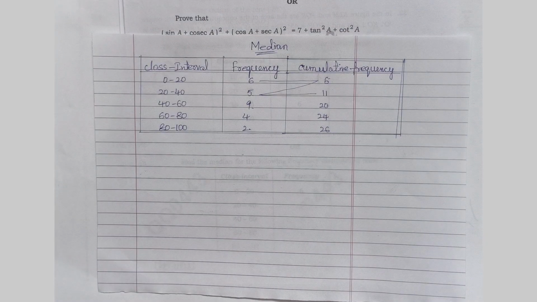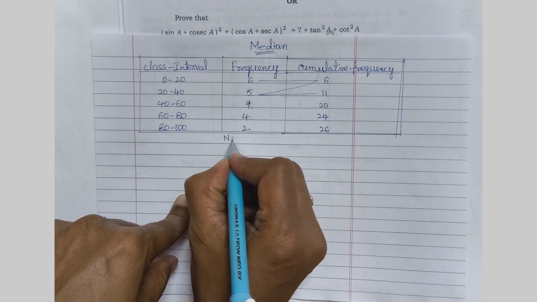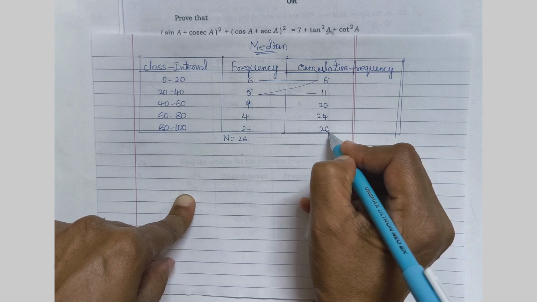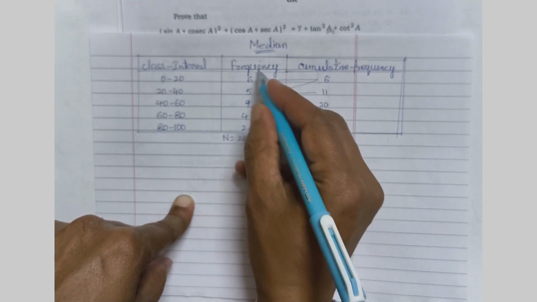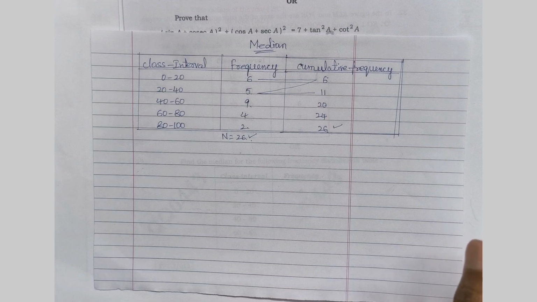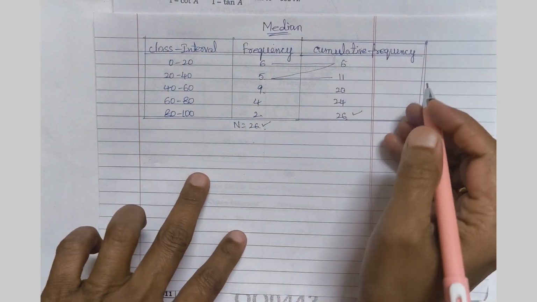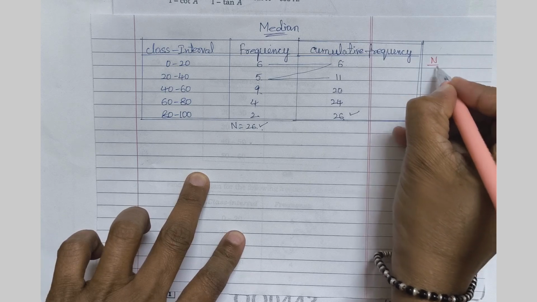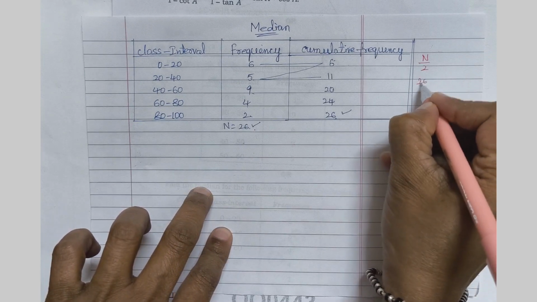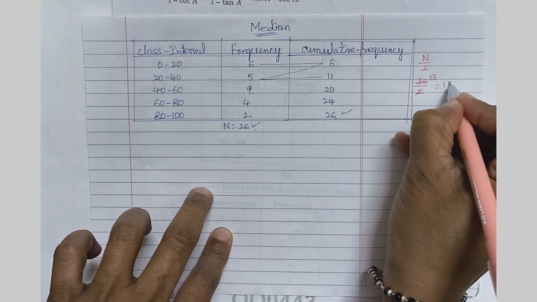After the cumulative frequency, what will we do? The total frequency, n, is equal to 26. The last cumulative frequency number, the total, you will also get the same. So n is equal to 26. First we will find n by 2. Carefully listen. n means 26, so 26 by 2, which is 13. n by 2 is 13.